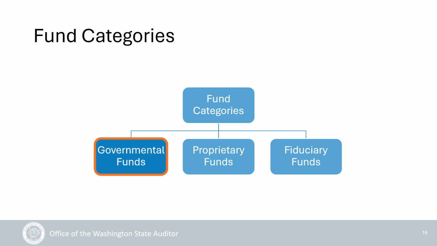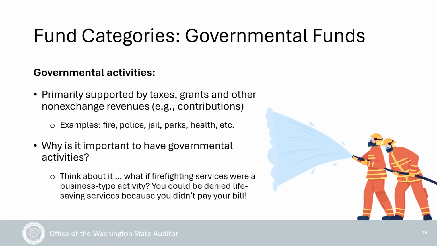The first category, and the one used most often, is governmental funds. Governmental funds are used to record governmental activities. Governmental activities are activities that are primarily supported by taxes, grants, and other non-exchange revenues, like contributions. Some examples of governmental activities are fire service, police service, jails, parks, and health programs.